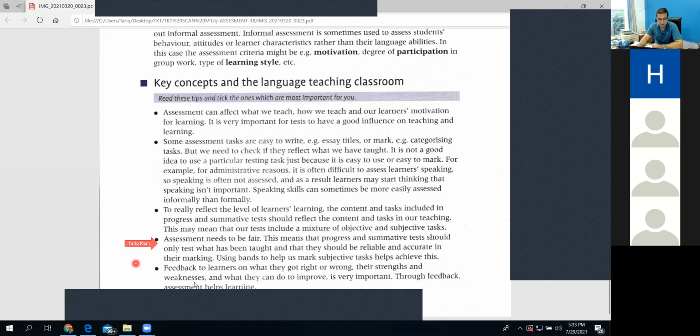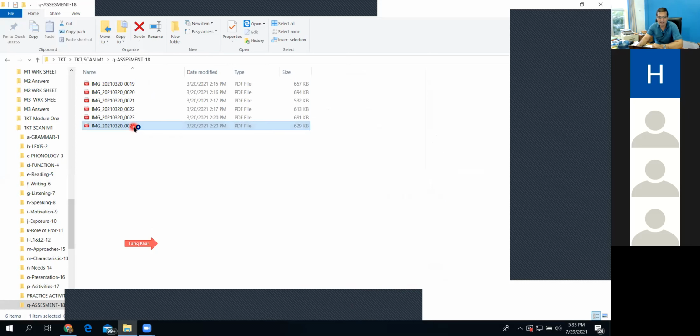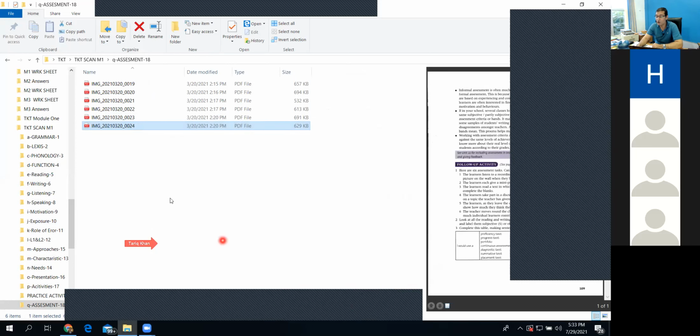Feedback to learners on what they got right or wrong, their strengths and weaknesses, and what they can do to improve is very important. Through feedback, assessment helps learning. This is what we discussed before. The same thing, we need to give them feedback on their strengths and their weaknesses and their way of improving, how they have to improve that. Right.